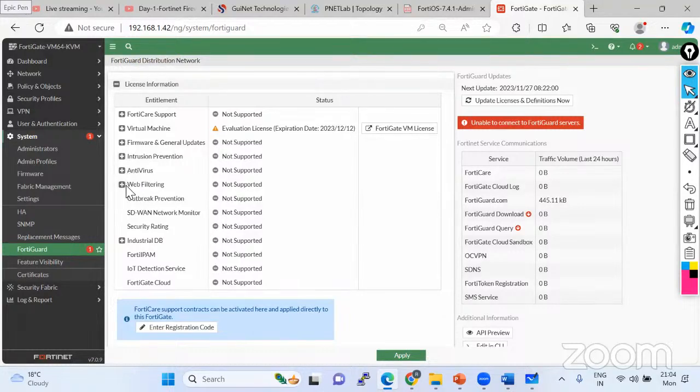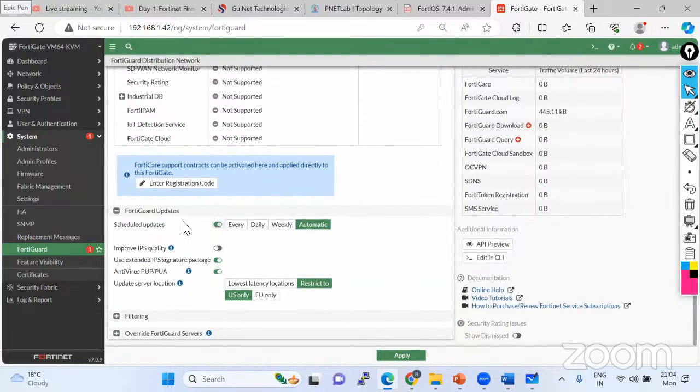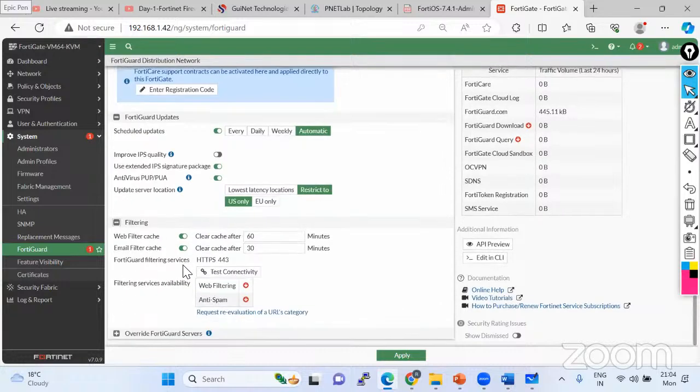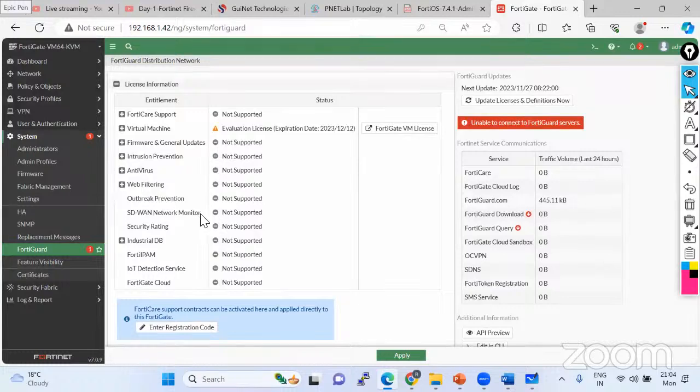These are the UTM features we have: web filtering, firmware update, intrusion prevention, and virtual machines. All of these we can deploy here. Updates can happen on a daily, weekly, or monthly basis, or based on custom settings. We can also do web cache, email filtering, anti-spam, and web filtering. For these, the FortiGuard license is going to be required.